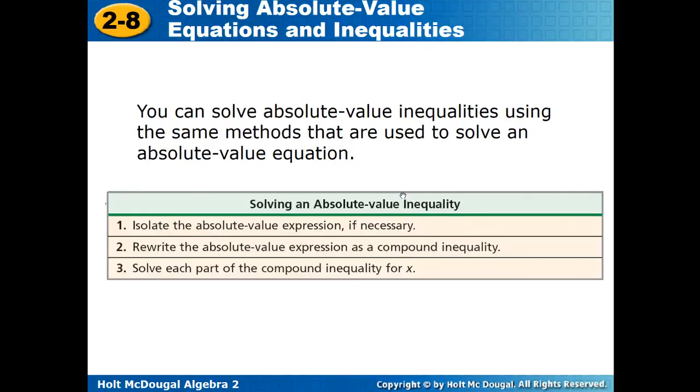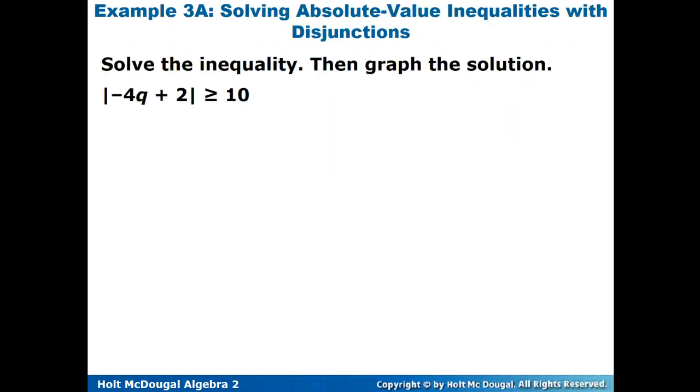All right, let's do just a few extra notes. You can solve an absolute value inequality using the same methods that are used to solve an absolute value equation. So you want to isolate the absolute value expression if necessary, then rewrite the absolute value expression as a compound inequality, and then solve each part of the compound inequality for x. So this is your hardest step right here: rewriting the absolute value expression as a compound inequality. You're going to have to really think about each of these problems.